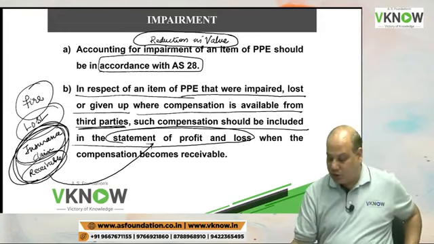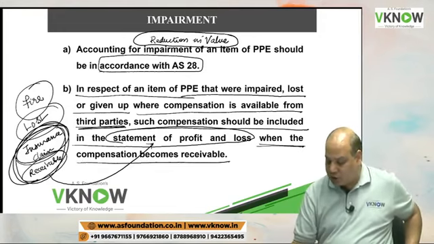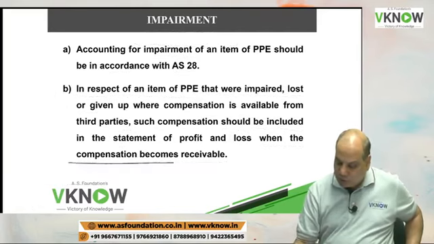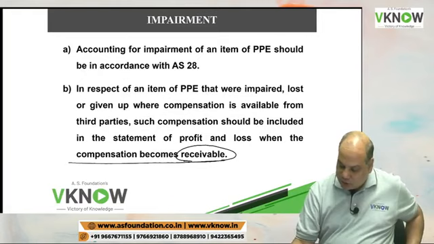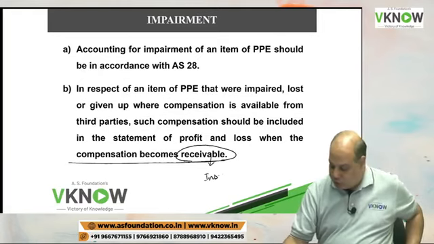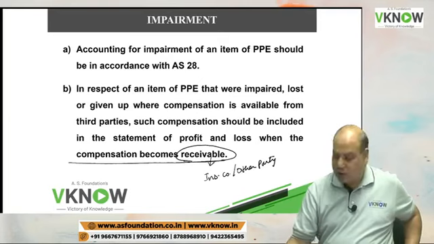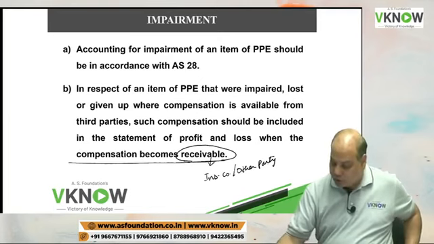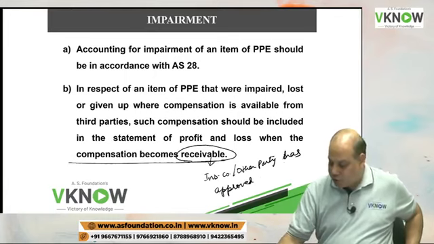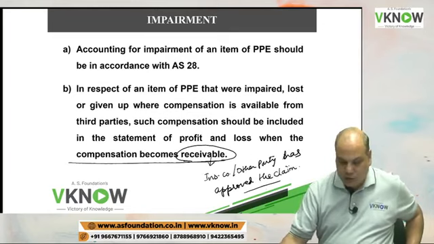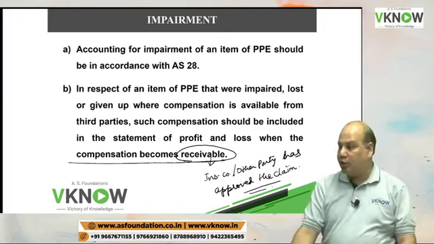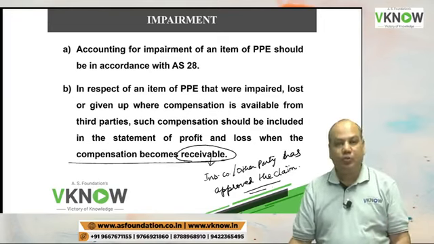and the claim is receivable, subject to when the compensation becomes receivable. Compensation becomes receivable means the insurance company or other party from whom the claim is to be recovered has approved it. So insurance claim receivable, once it is approved by the other party for the loss or damage of PPE, will be credited to P&L account.